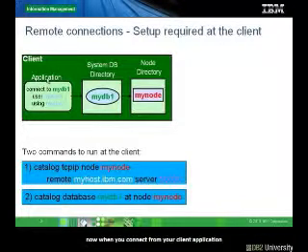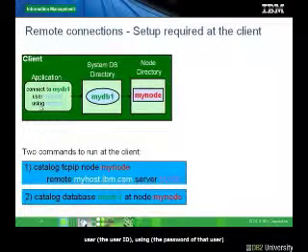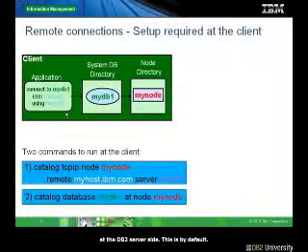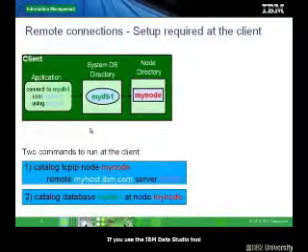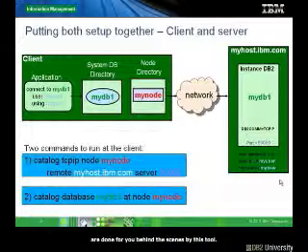Now when you connect from your client application to your database server, the application will probably have a statement like this: connect to the name of the database user, the user ID, using the password of that user. This user ID and password normally have to be defined at the DB2 server side, by default. If you use IBM Data Studio, all the entries in the system DB directory and the node DB directory or local DB directory are done for you behind the scenes by this tool.